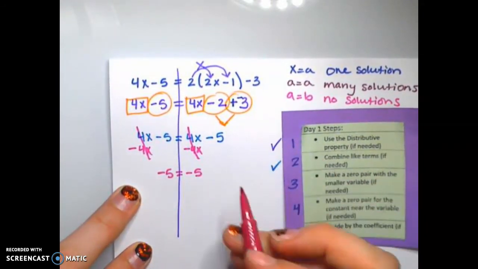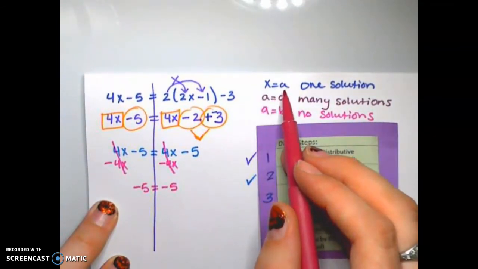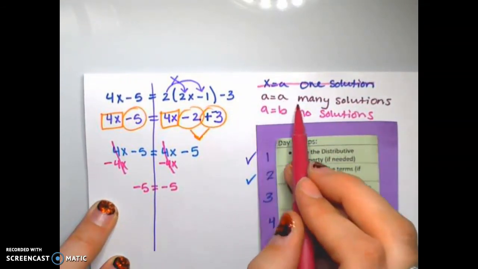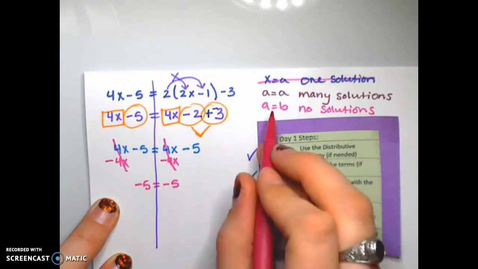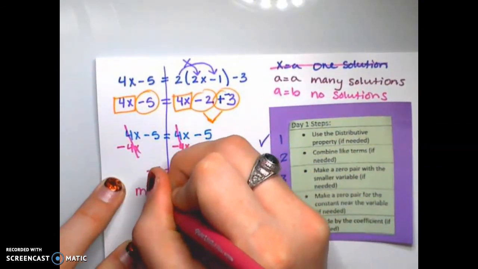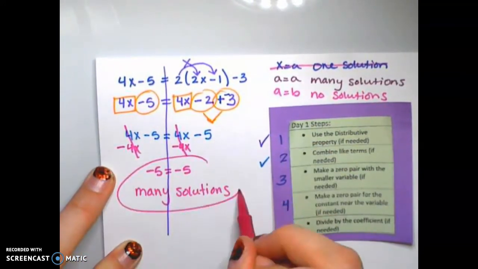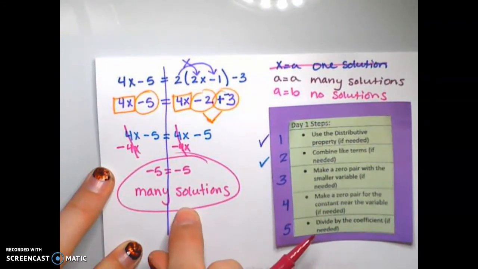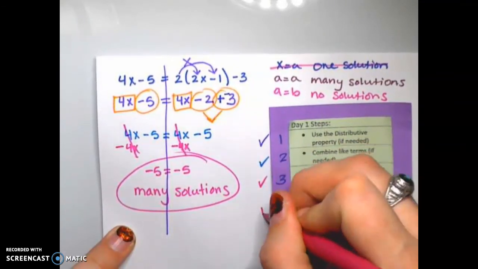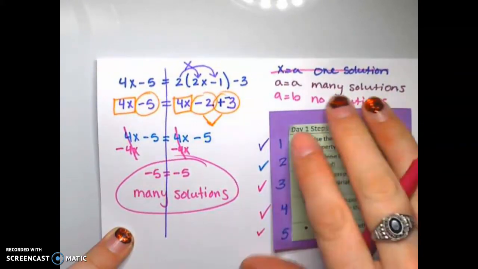That's strange. Well, hey, let's look at our cheat sheet over here. Well, it's not x equals a number. We don't have that, so it's not one solution. A equals A is many solutions. Well, hey, I got -5 equals -5. That's the same, and that's the same. So this one is many solutions. So I'm going to write many solutions. And that is my final answer. This is the answer you need on your homework and quizzes. All right, I keep forgetting to check all these off. We didn't even need to do divide by coefficient. Let's do one more, last one.